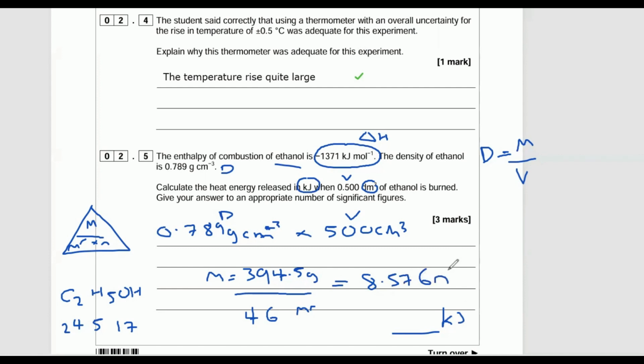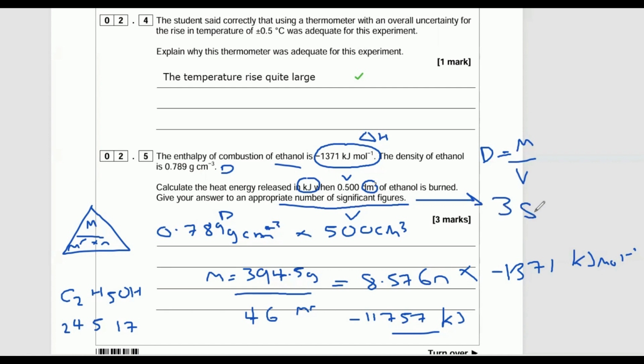So what I'm going to do is multiply those moles by minus 1371 kJ per mole. By multiplying by the moles, and that's dividing the moles, you're cancelling the moles out, and we're going to be just left with the kilojoules. So let's do that. What have we got? 8.576 times minus 1371, and that equals minus 11,757 kilojoules. Now it says appropriate number of significant figures.